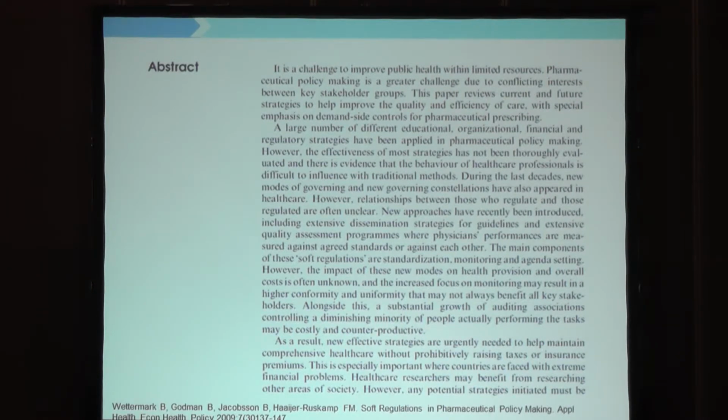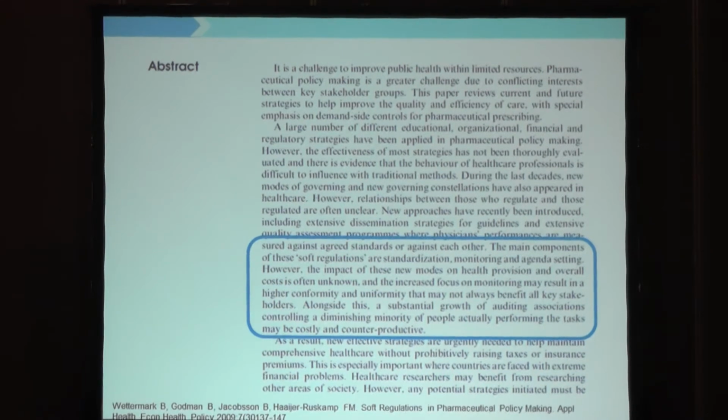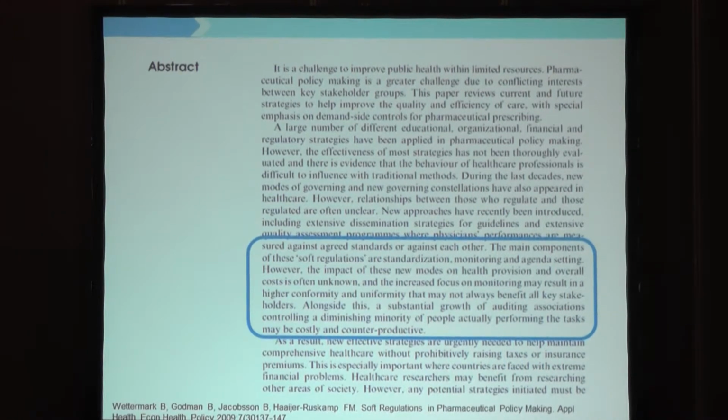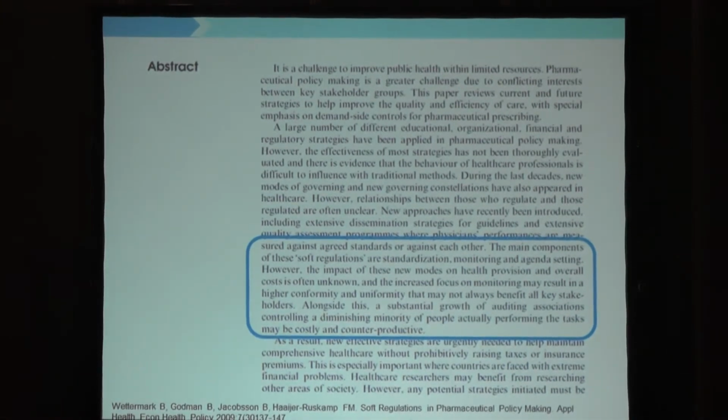And I've just included this because I'd just like this particular part to summarise. They highlight, and I'll just read what they've said. The main components of these soft regulations are standardisation, monitoring and agenda setting. However, the impact of these new modes on health provision and overall costs is often unknown, and the increased focus on monitoring may result in higher conformity and uniformity that may not always benefit all key stakeholders. Alongside this, substantial growth of auditing associations controlling a diminishing minority of people actually performing the task may be costly and counterproductive.